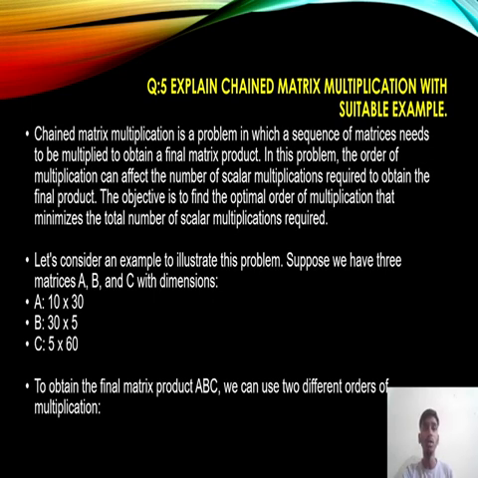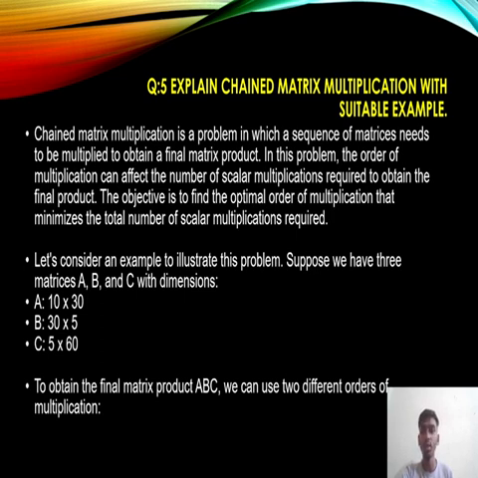In this problem, the order of multiplication can affect the number of scalar multiplications required to obtain the final product. The objective is to find the optimal order of multiplication that minimizes the total number of scalar multiplications required. Let us consider an example to illustrate the problem.